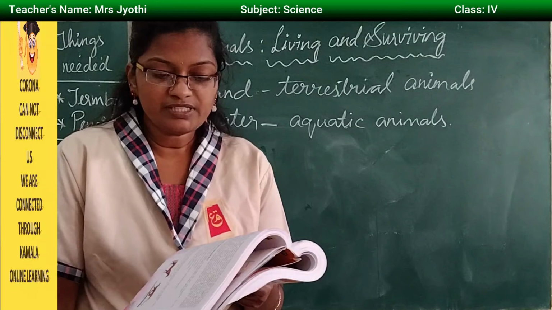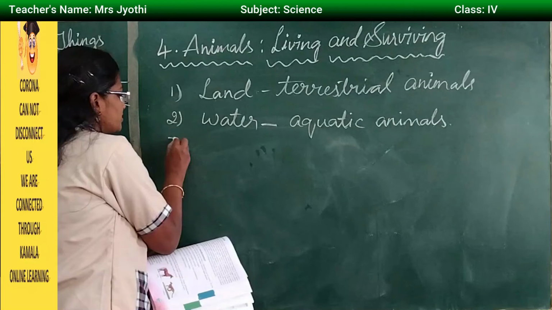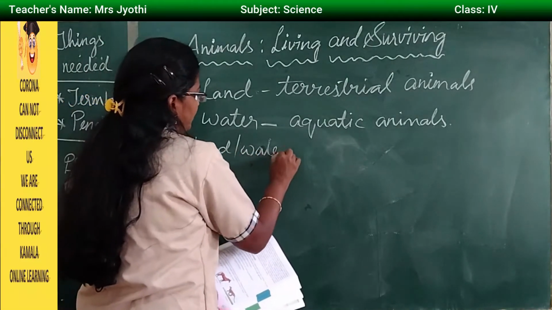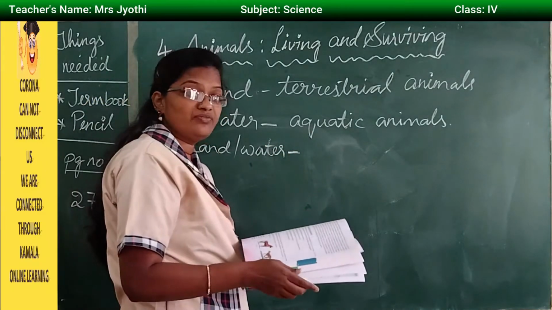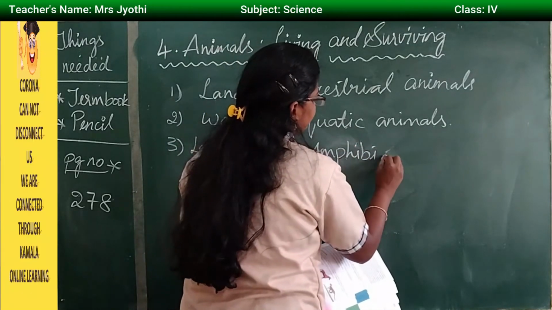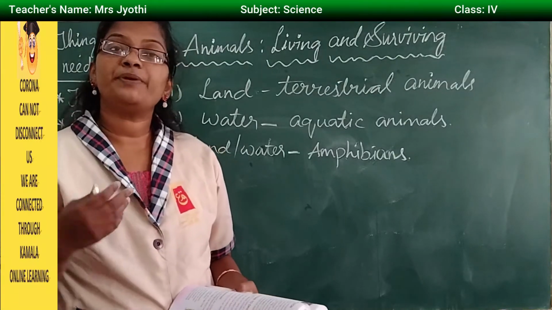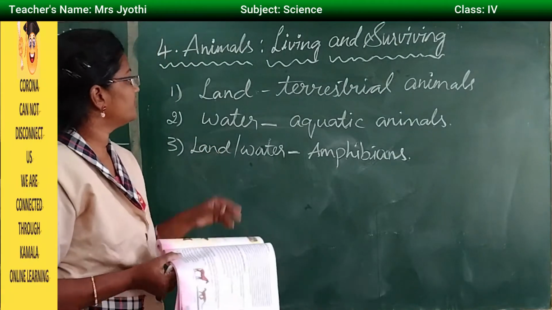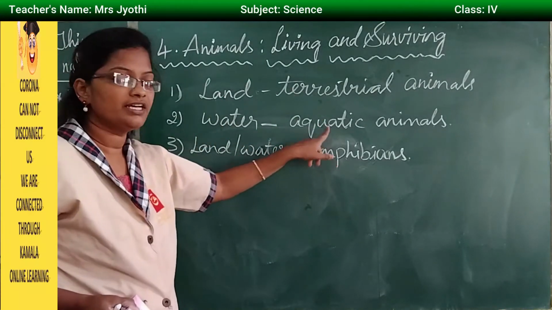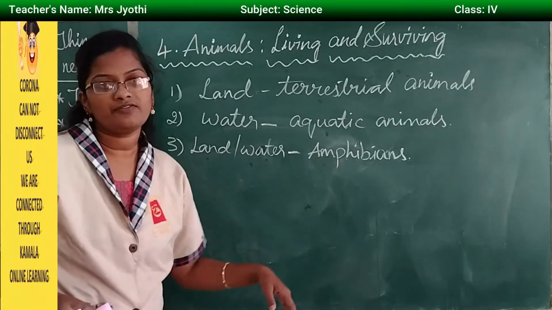Then the third one, animals that can live both in water and on land. Animals which live both on land and in water are called amphibians. We call them amphibians or amphibious animals also. So animals which live on land are called terrestrial, which live in water are called aquatic, and which live both on land and in water are called amphibians.